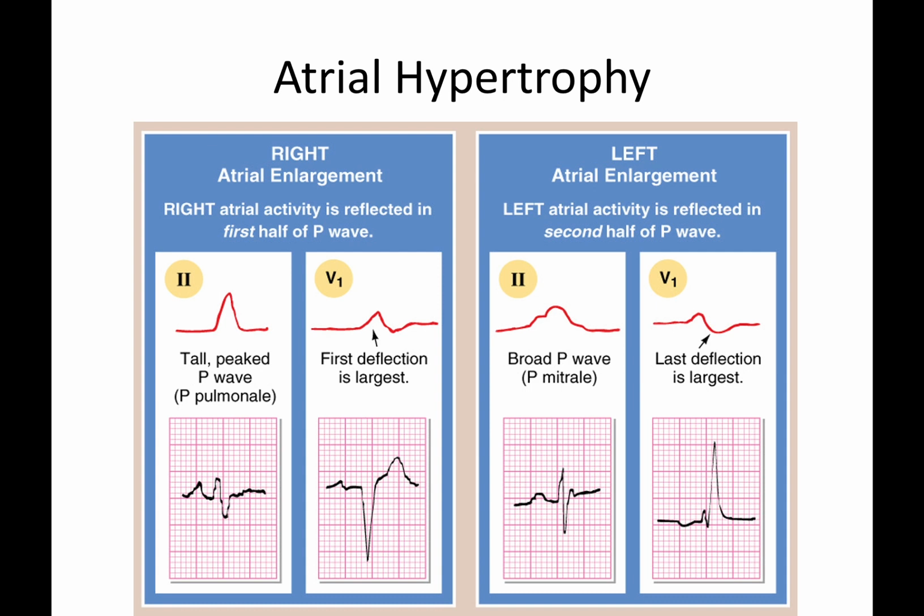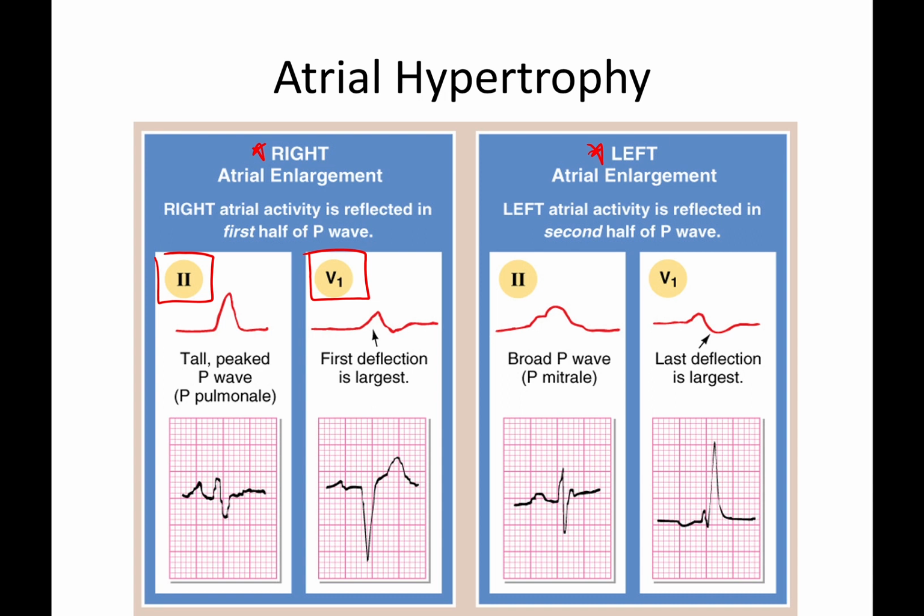So atrial hypertrophy, we'll start easy. You can have either the right or the left atrium be blown up larger than they're supposed to be. The most simple way, honestly, to figure this out is what you're seeing on the screen right now. We're going to look at our lead 2 and our V1 every single time for both left and right atrial enlargement, and that will give us the exact clues we need to figure out which one is going on.